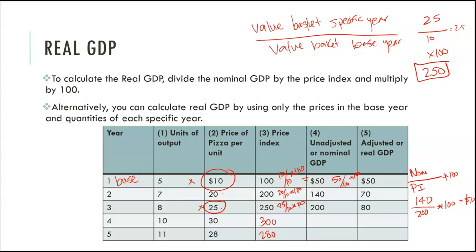Okay, so our nominal GDP for year 4 is going to be 10 pizzas times $30, and we're going to get a nominal GDP of 300. And in our last year, we have 11 pizzas times $28, which gives us a nominal GDP of 308.